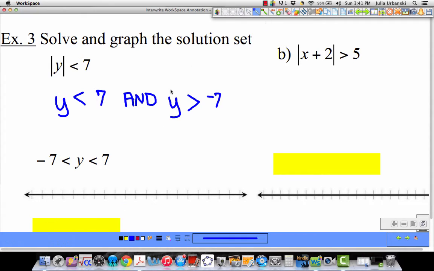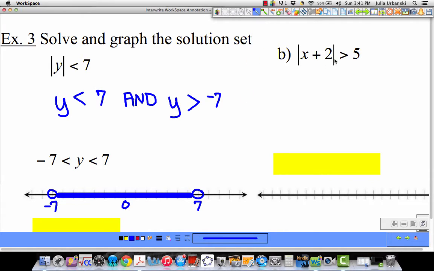So all you need to do is show where your negative 7 is. 6, 5, 4, 3, 2, 1, 0, 1, 2, 3, 4, 5, 6, 7. And you make your graph. This one's less than, it's an empty circle. This one's less than, so it's an empty circle. And the y is between them. It's an and statement, so it just shows that they're joined in the middle.